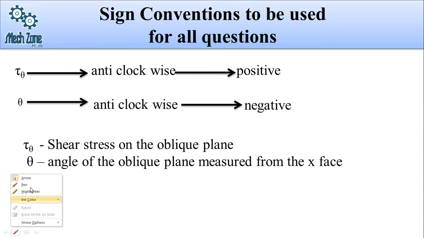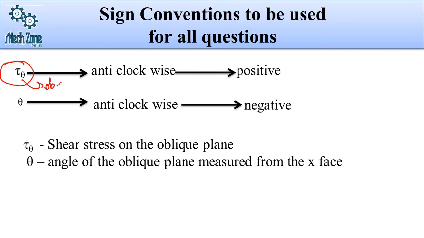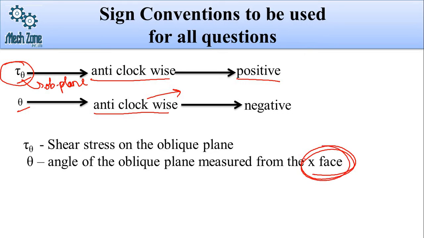I have taken tau theta, that means the shear stress on the oblique plane. When I am writing theta, it is referring to the oblique plane. So tau theta, if it is in the anti-clockwise direction, becomes positive. Theta, that means the angle of the oblique plane, if it is taken anti-clockwise from the x face, I am going to consider it to be negative. Here tau theta is the shear stress on the oblique plane and theta is the angle of the oblique plane measured from the x face.